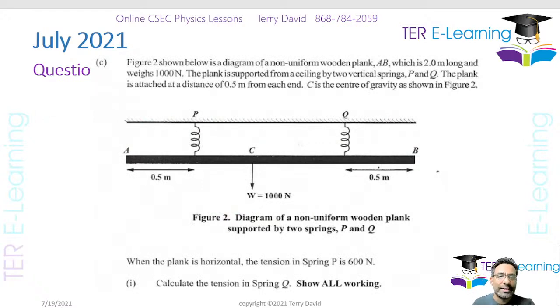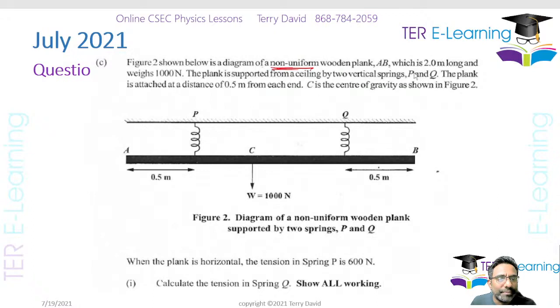Let's see. I didn't work this question as yet, so let me just read it through properly. In the figure shown below, a diagram of a non-uniform plank. You need to pay attention to this word. Non-uniform means that the weight of this plank is not at the center of the plank. So when you see the word non-uniform, that's what it really means.